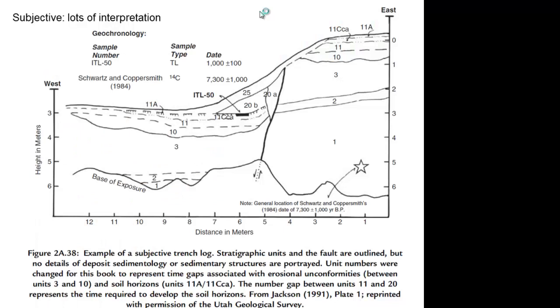So when I said subjective versus objective, this is a trench log that's very interpretive. This is called a subjective log. It's just showing units, fault, and really not very much detail. So when you look at it, you don't really have much basis to judge its quality. You just say, well, okay, it looks like this, fault and some colluvial wedge here, some dates. So I guess that's the story.